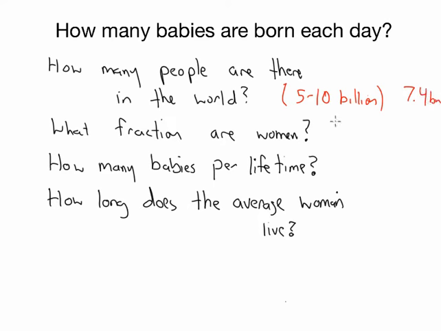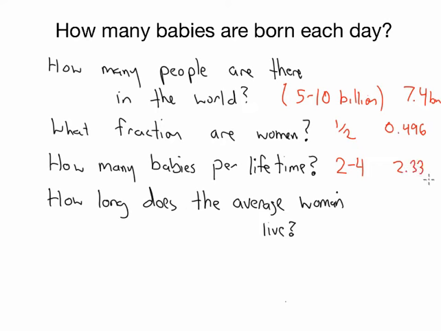What fraction of them are women? Well, we'll guess that it's half, and the actual answer is 0.496. How many babies are born per lifetime? Well, when I started this, I wasn't sure, so I guessed somewhere between 2 and 4. It turns out that the actual answer for all women across the world is 2.33.